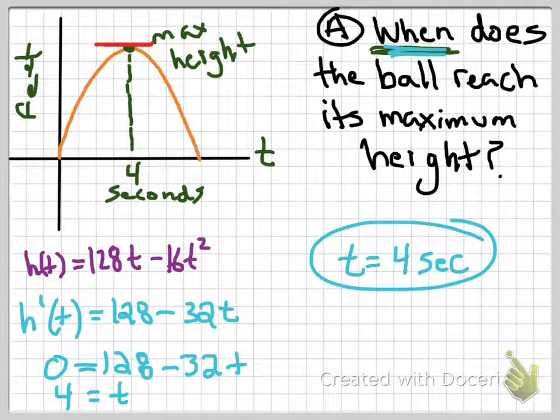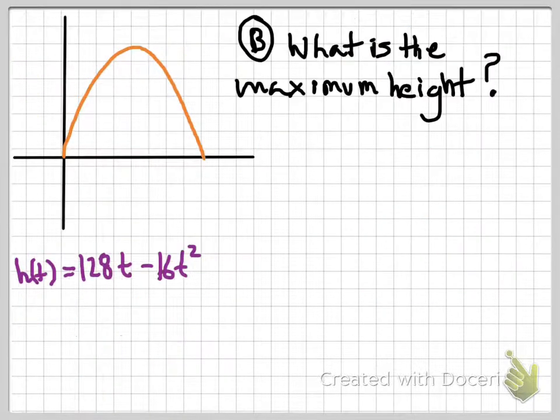So let's ask ourselves another question here. The next question is, what is the maximum height? How high up in the air does the ball get? So now that I know that this is occurring at 4 seconds, what I want to know now is this max height, where is it over on the y-axis? Over here. Where is this point? So that's my new question mark. Let's figure out how high in the air this is.